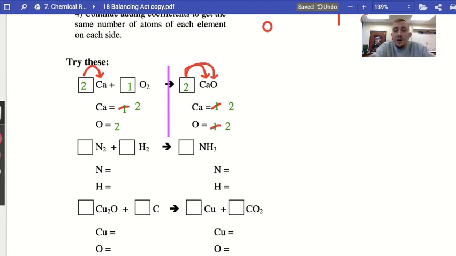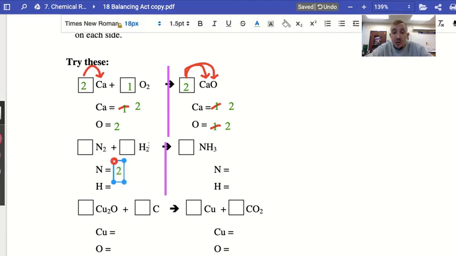Okay, let's go ahead and look at the next problem. I have nitrogen plus hydrogen equals NH3. And so once again, I'm going to separate my left side from the right side. Okay, and now I'm going to count up how many I have on each side so I can figure out what is not balanced. Okay, so looking at the left side, I have 2 nitrogens. I also have 2 hydrogens due to their subscripts.